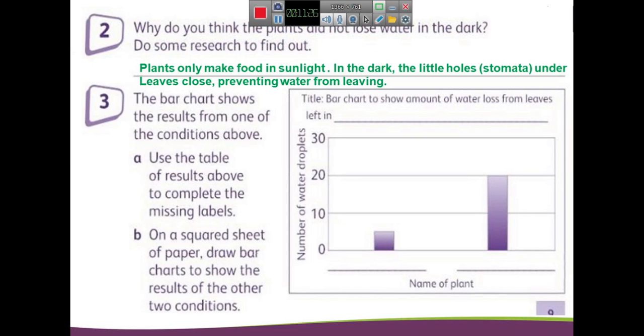And another question, which is question number 3a. The bar chart shows the results from one of the conditions above.